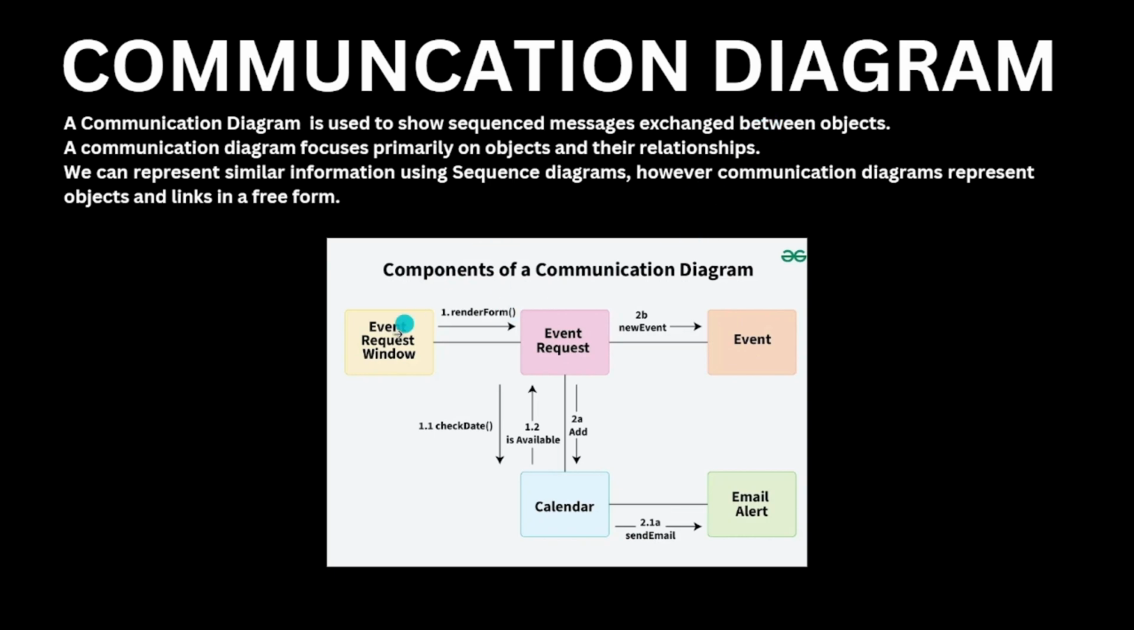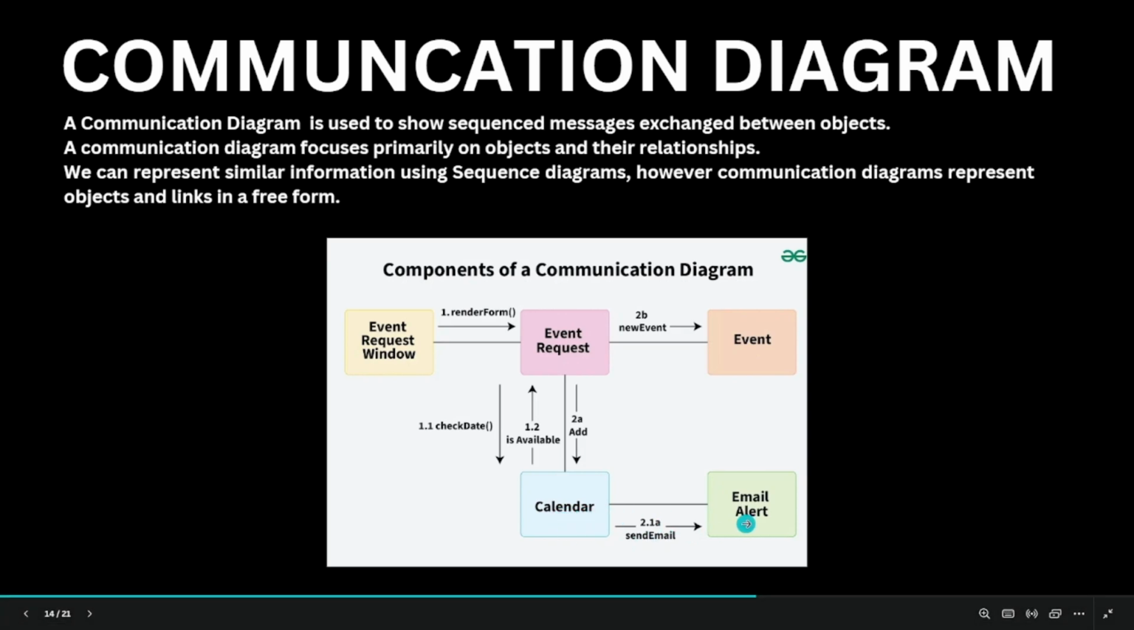communication diagram down here, the event request window, then we render and we go here and here, then we can check date if it is available and add, and on this calendar we send email and it will alert.